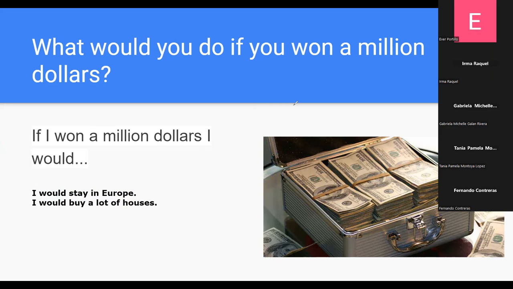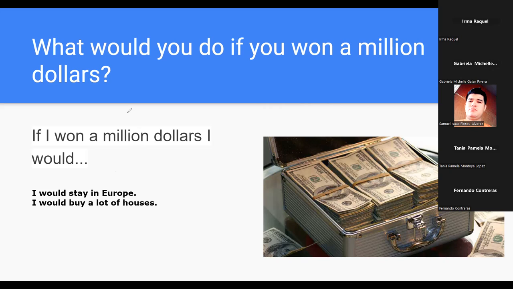Ever, what would you do if you won $1 million? Well, I don't know. I think I'm going to move to another country, to find a way to move legally to another country. Okay. So you can say, if I won $1 million, I would move to another country. Very good.